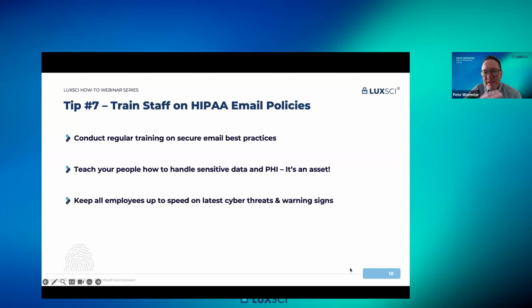Indeed, the human factor is really key. Taking all the technology and technical steps is obviously prudent, but the human factor is also huge. So we cannot overstate the importance of employee training.